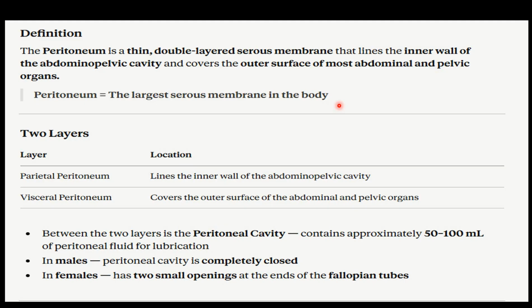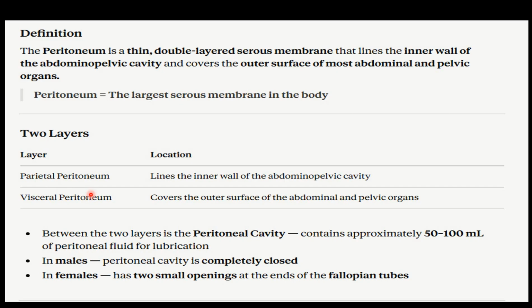Now, you know that previously we talked about two types of serous membrane. One was covering the lungs and another one was covering the heart. But now the third type is covering the abdominopelvic cavity and the outer surface of most abdominopelvic organs. One more very important thing: the peritoneum is the largest serous membrane in the body. Sometimes they will ask you an interview question like, which one is the largest serous membrane in the human body? You simply say that the peritoneum is the largest serous membrane in the human body. Clear? Now let's see what the layers of it are.